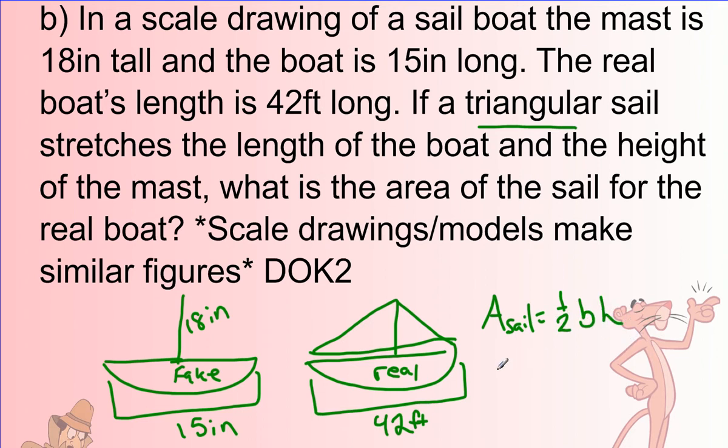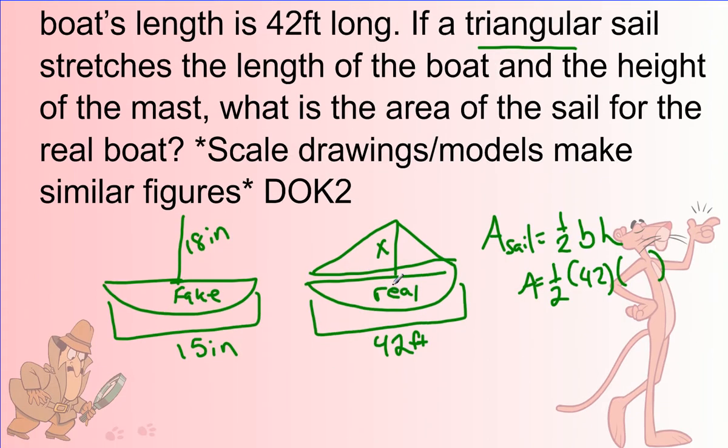Okay, what stuff do I know? So 1/2 is just 1/2. The base would be this bottom side. So the base here is 42 feet. The height of the sail, I don't know. That I need to figure out. I don't know how big this sail is in real life. I know how big it is in the drawing, but not on the real boat. So I have to do some math in order to find the height, to plug it into the formula to get my area.